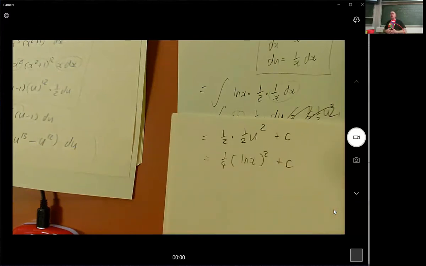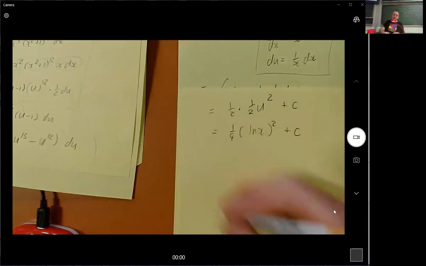I would recommend not writing ln squared x. Just keep it with the brackets. Like, just leave it. That's good enough. Yeah, and it's not ln absolute value because the u wasn't originally ln with an absolute value, so we don't have to worry about that. Right, classic substitution.